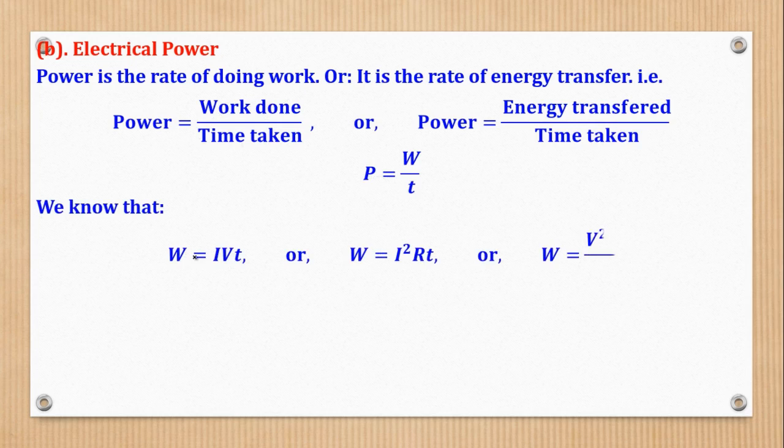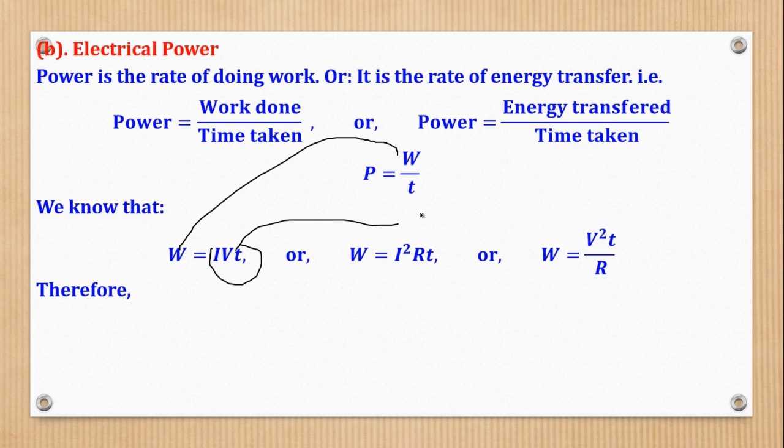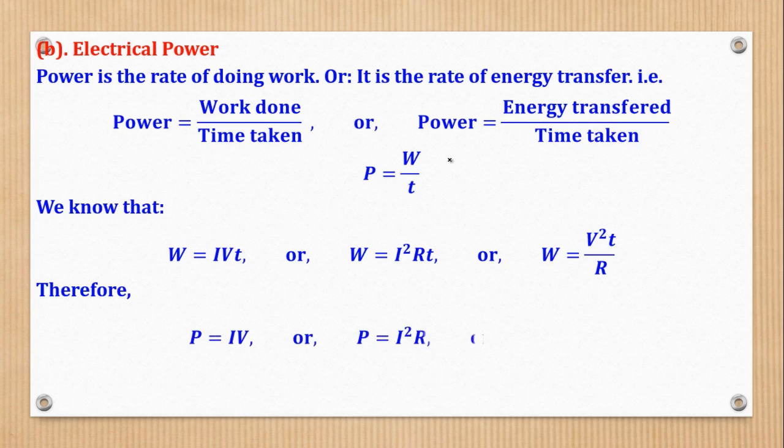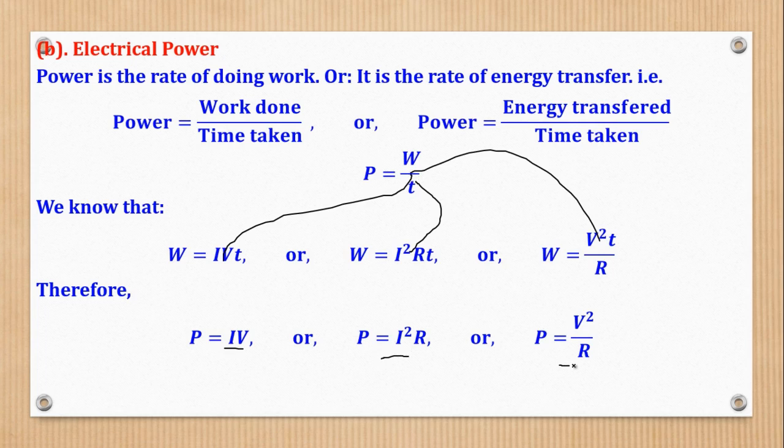We already know that W is equal to IVT, or W is equal to this, or W is equal to that. What does that mean? It means that where there is W, we shall replace it with these expressions, one with that, another one with this, another one with that, to get the three expressions of power. Therefore, using this here, power becomes IV. Using this here, power becomes I squared R. Using this here, power becomes V squared over R.